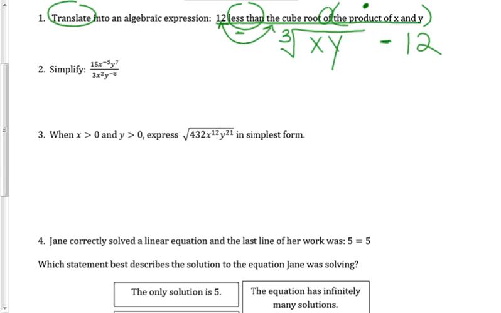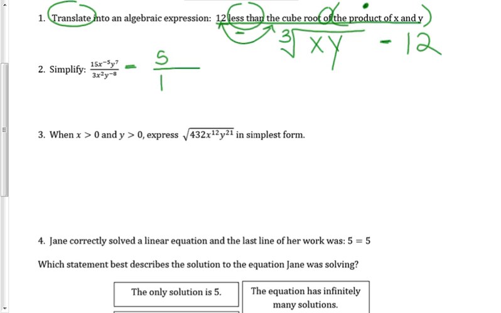Number two, simplify. We've got a division bar. Division means that when we divide variables, we're going to subtract the exponents. So let's start with the coefficients. 15 divided by 3 simplifies to be 5 over 1. With our x's, it's a little bit off. X to the negative fifth divided by x to the second, either the top minus the bottom.